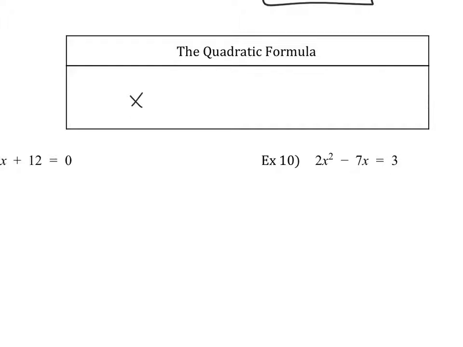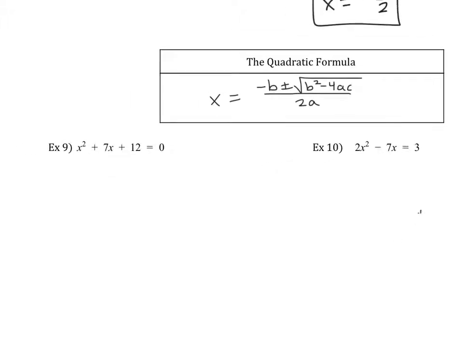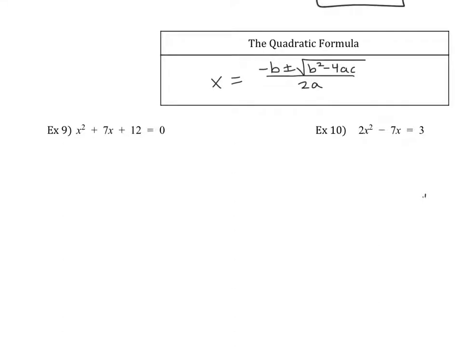The quadratic formula is x equals negative b plus or minus the square root of b squared minus 4 times a times c, all over 2a. So my hope is that you've used the quadratic formula so many times that it's stuck in your brain forever, because this is something you will always need to know.